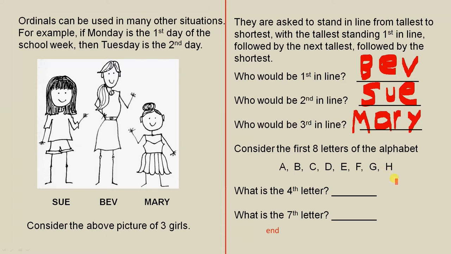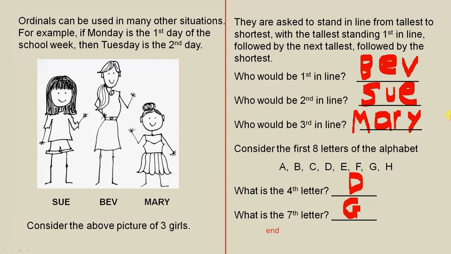Consider the first 8 letters of the alphabet. Here they are, I'm sure you know those. What is the fourth letter? First, second, third, fourth. That must be the letter D. What is the 7th letter? 1, 2, 3, 4, 5, 6, 7. So that must be the letter G.